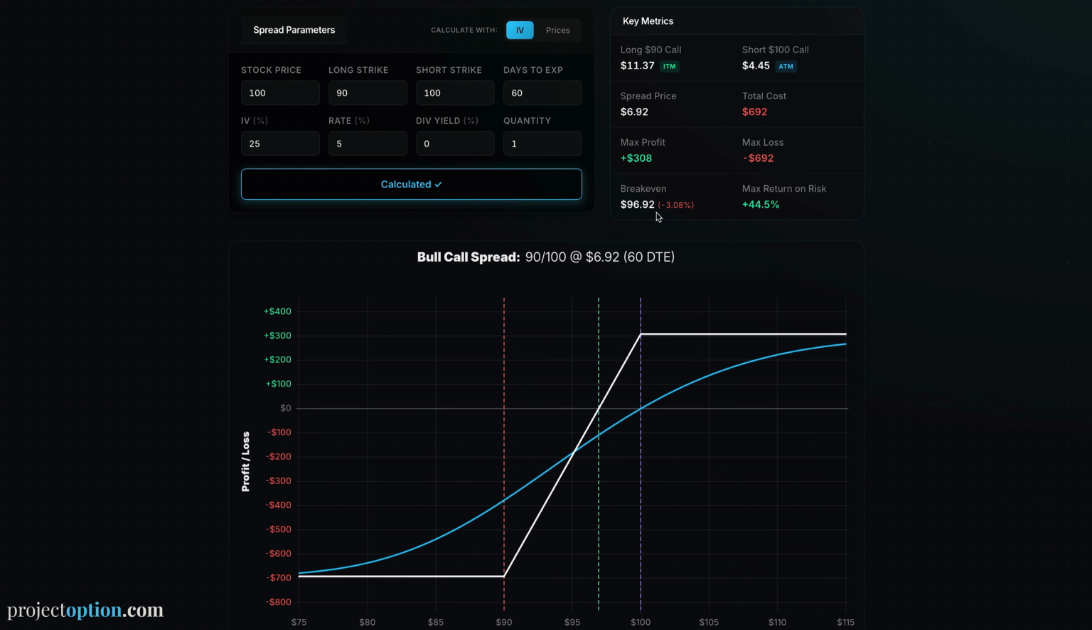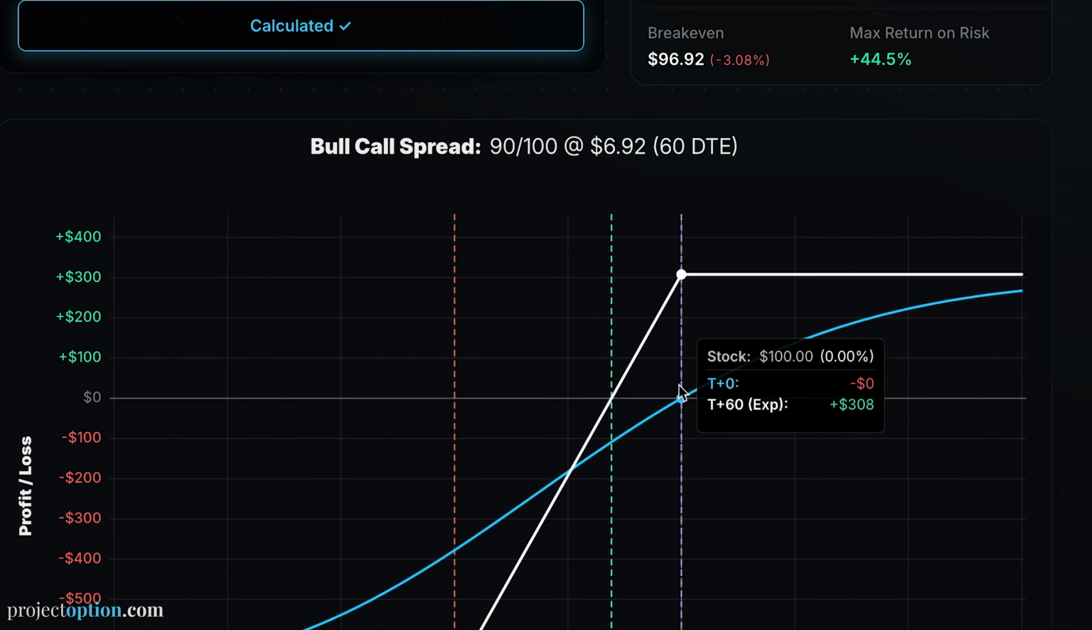Now on a bull call spread, if the break even is below the current stock price, this means your spread is actually going to have positive theta. If I hover over the current stock price of 100, we'll see that at entry, or T plus 0, the P&L of the position is $0. But at expiration, the P&L is the max profit of $308.